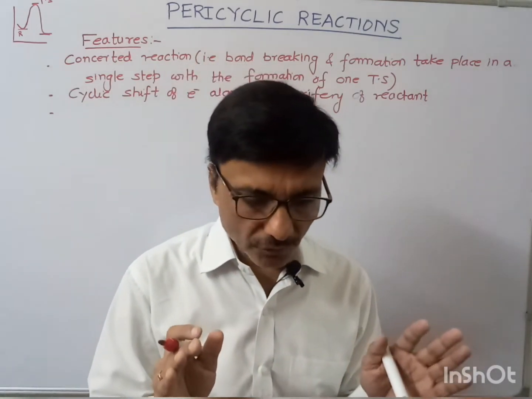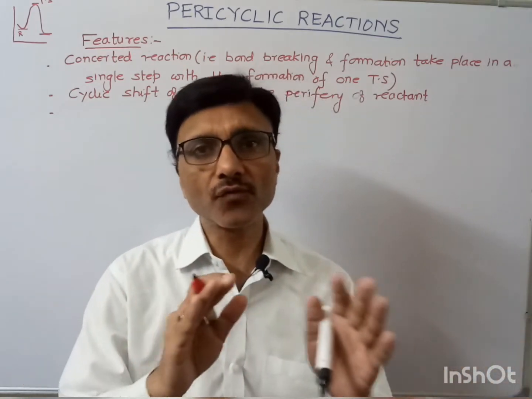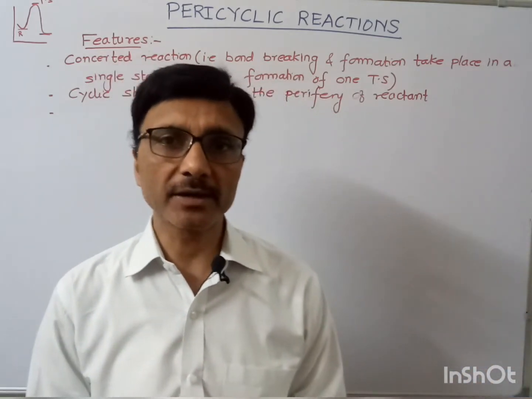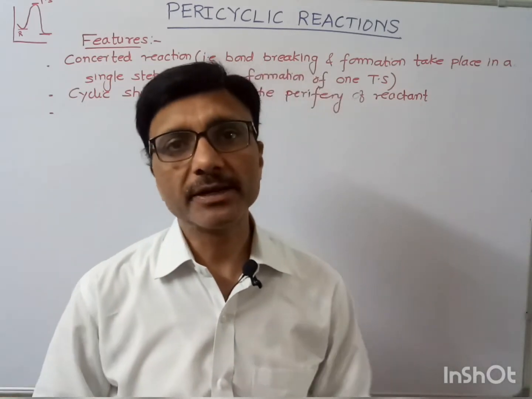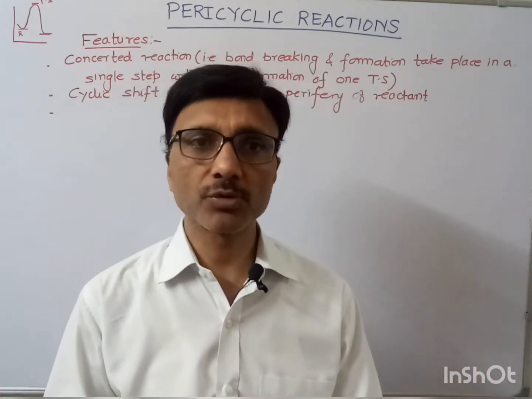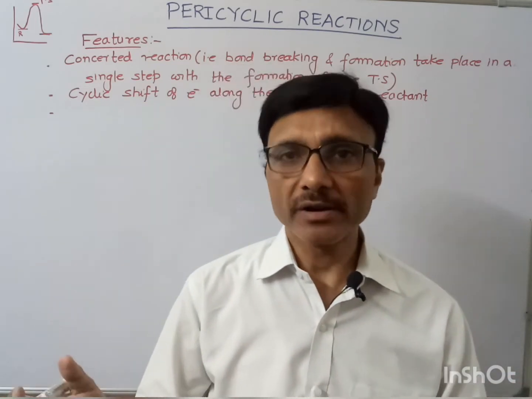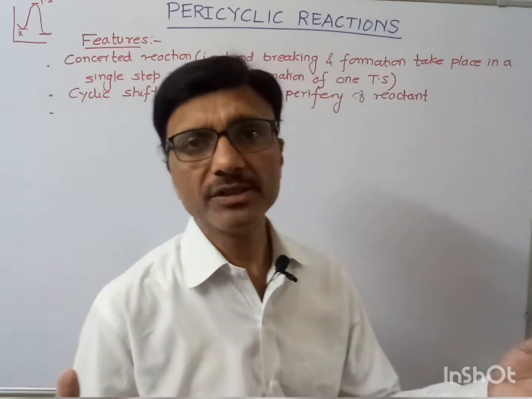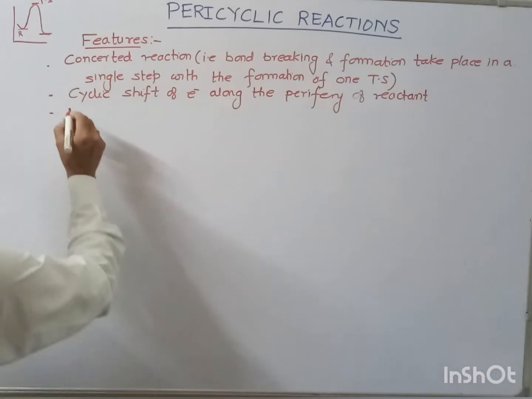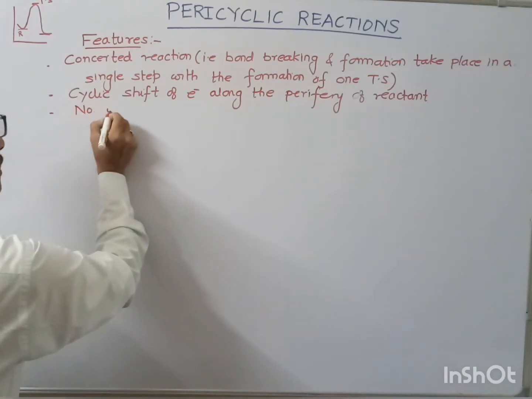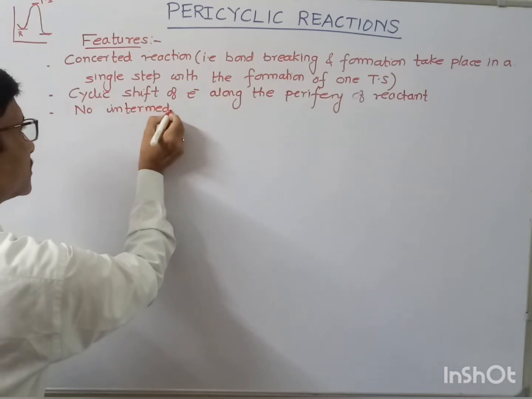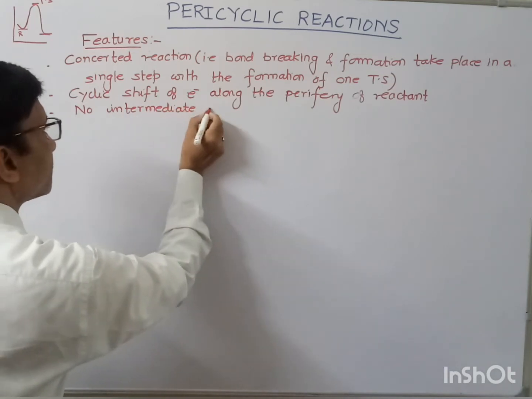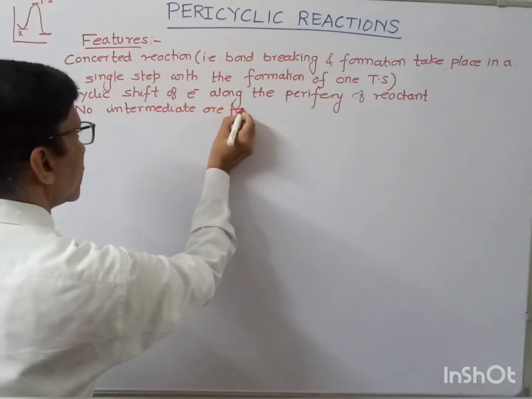Next thing, as I have told you, this reaction occurs with the formation of a transition state, and there is no formation of intermediates. Otherwise, in organic reactions, you have seen various intermediates may be formed, for example carbocation, carbanion, or radical intermediate, carbene, nitrene. These intermediates are formed, but here no intermediates are formed.